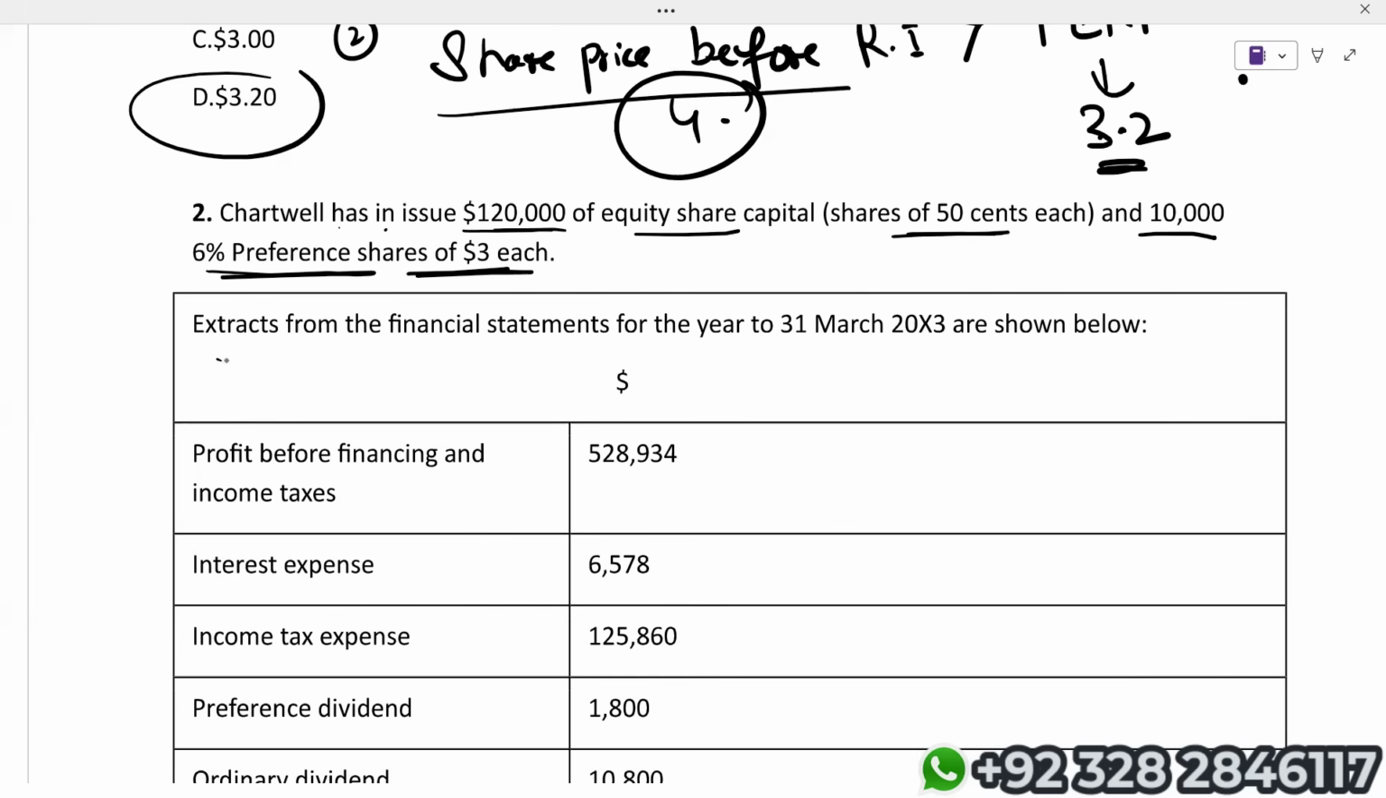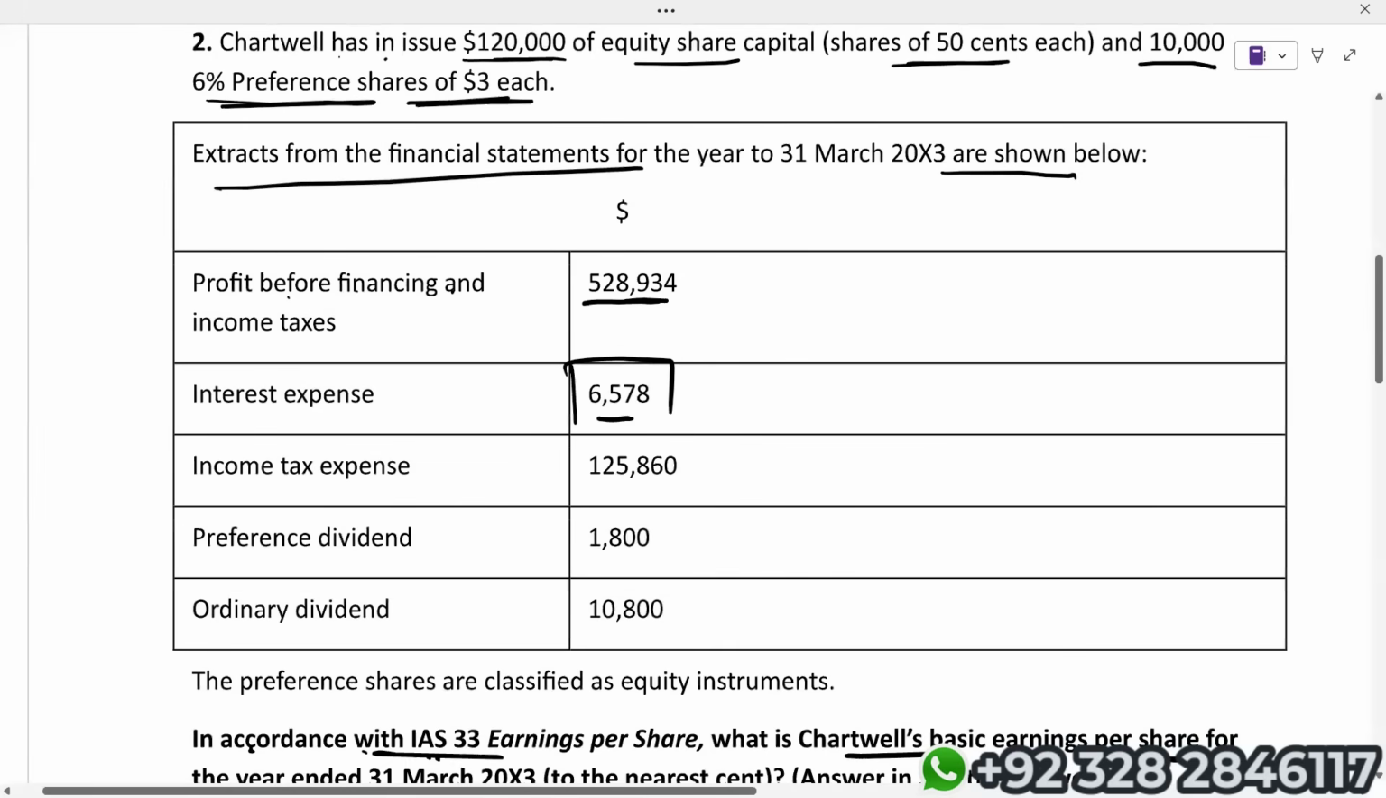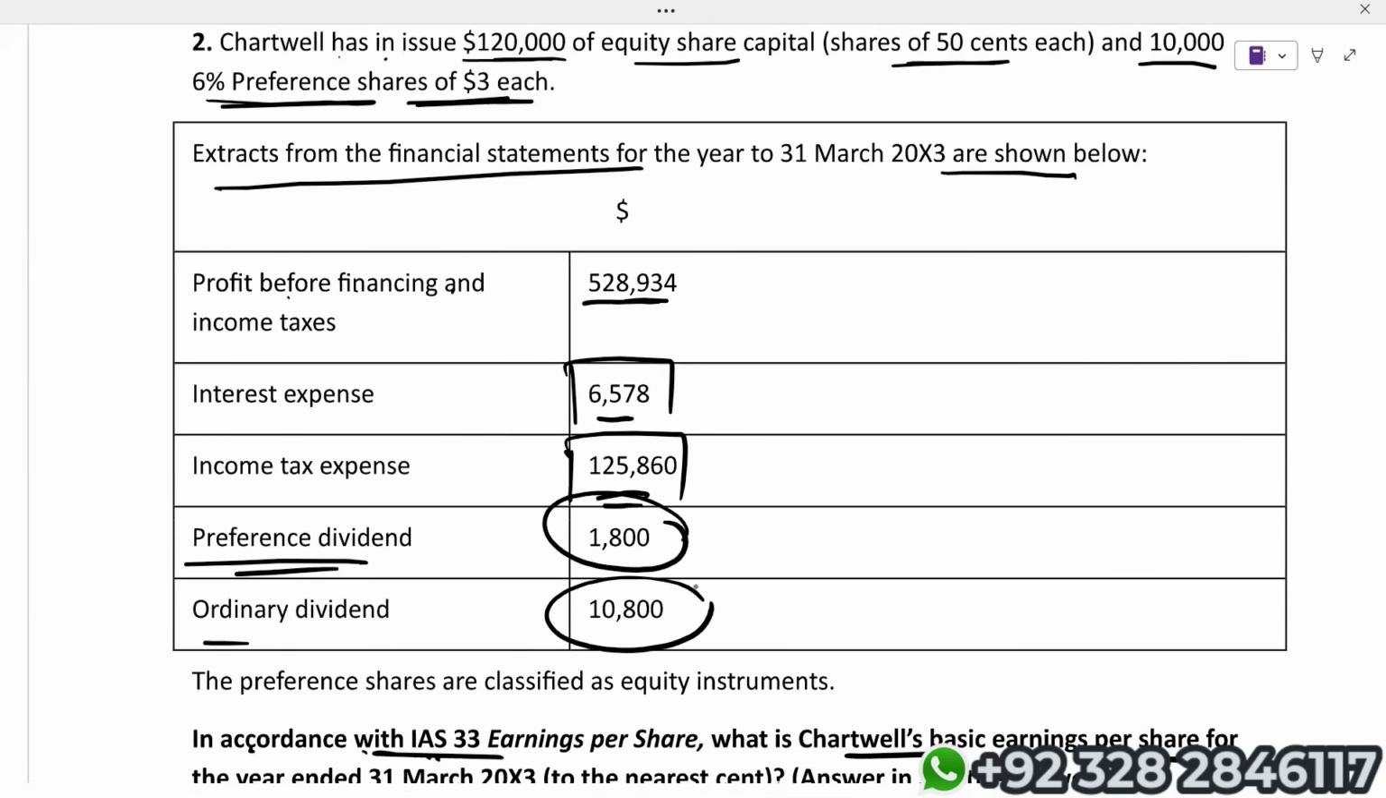Okay. Extract from the financial statement for the year ended 31st March X3 are shown below. Profit before financing and income tax is 5,28,934. Interest expense. Then they have given us income tax, preference dividend. They have given us ordinary dividend as well.